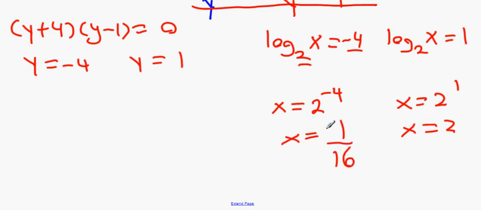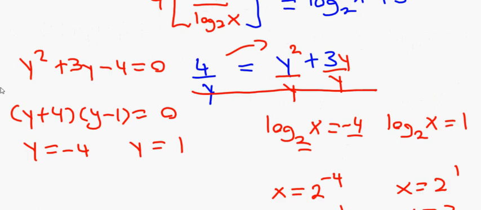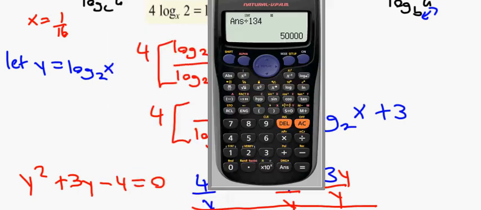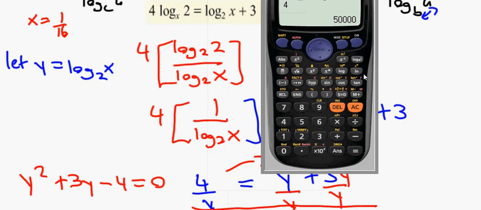Now if you aren't sure about 1 over 16, why don't we just check it at the start? Okay, now remember you can't have a minus log, so let's try this out. I'm saying that x equals 1 over 16. So let's see if it works. Sorry, do this again. It's in the wrong mode, that's why we didn't get the right log mode up.